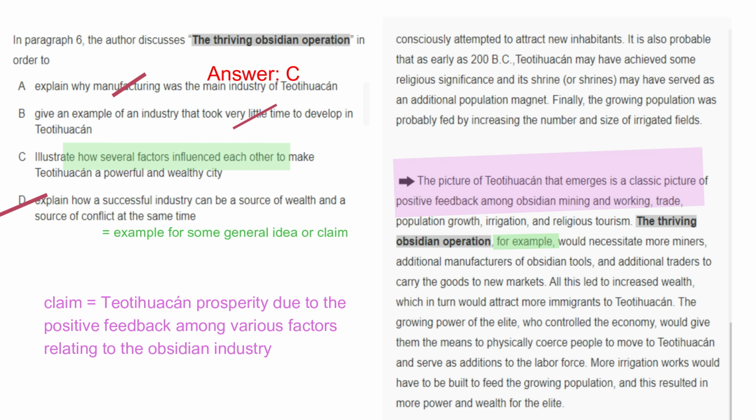Option C is the right choice, as it accurately states that the discussion of the thriving obsidian operation serves to illustrate how several factors, obsidian mining, working, trade, population growth, irrigation, religious tourism, positively influenced each other, contributing to Teotihuacan's power and wealth. This aligns with the general idea of positive feedback among those factors mentioned in the preceding sentence.